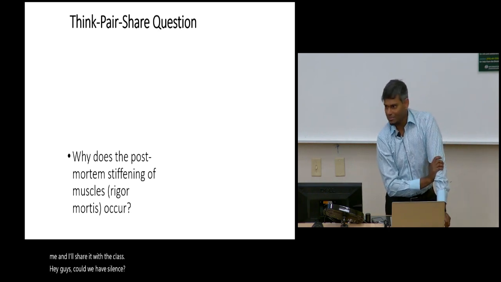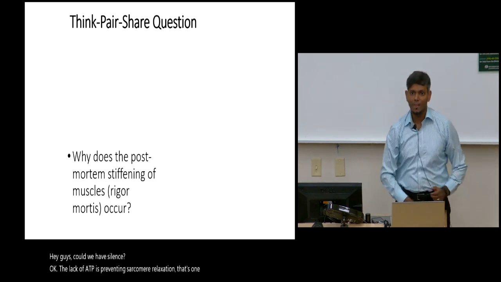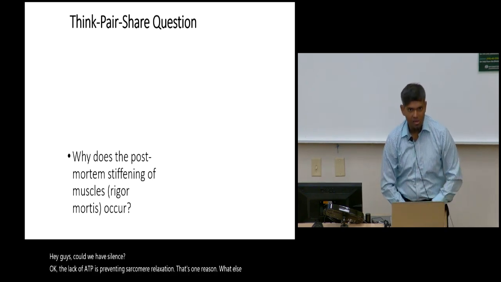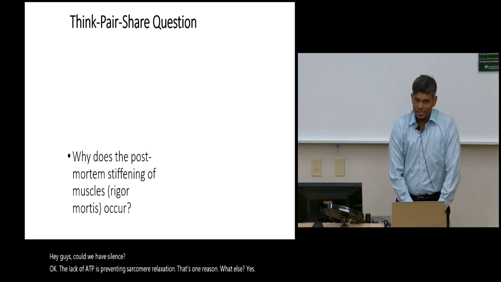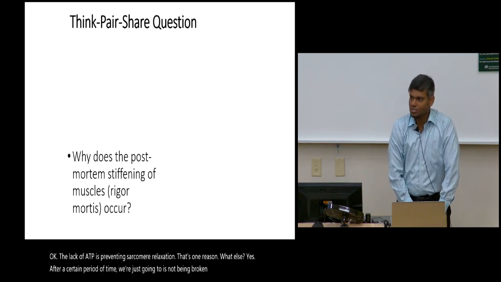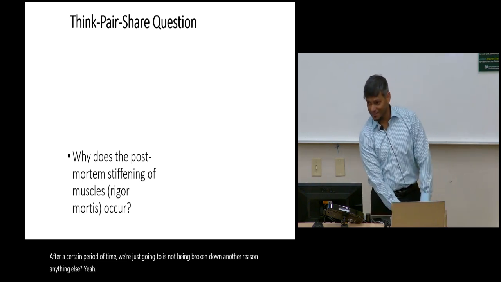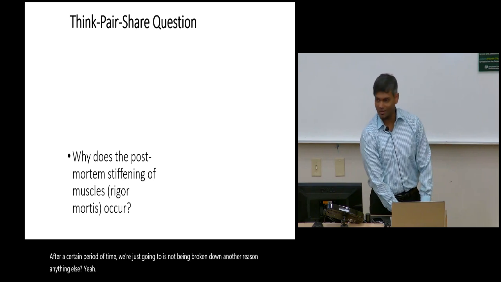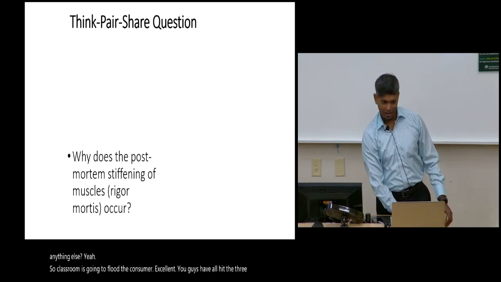Okay, the lack of ATP is preventing sarcomere relaxation. That's one reason. What else? Yes. Acetylcholine can't be broken down after a certain period of time. Right. Acetylcholine is not being broken down. Another reason. Anything else? When the muscle cell dies, all the calcium is just kind of released. Yes. So calcium is going to flood the thin filament. Excellent. You guys have all hit the 3 points I wanted to talk about.